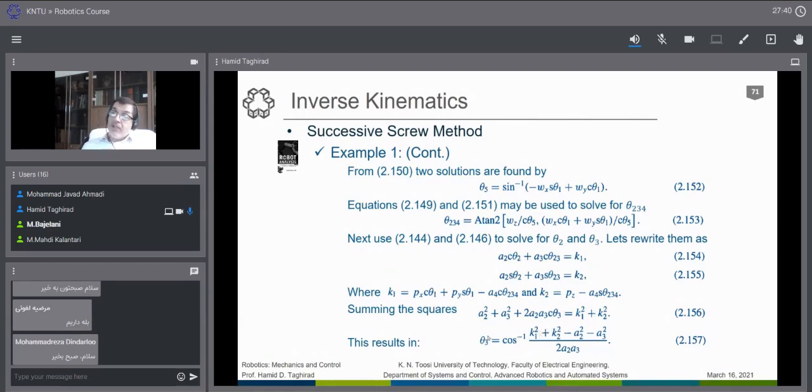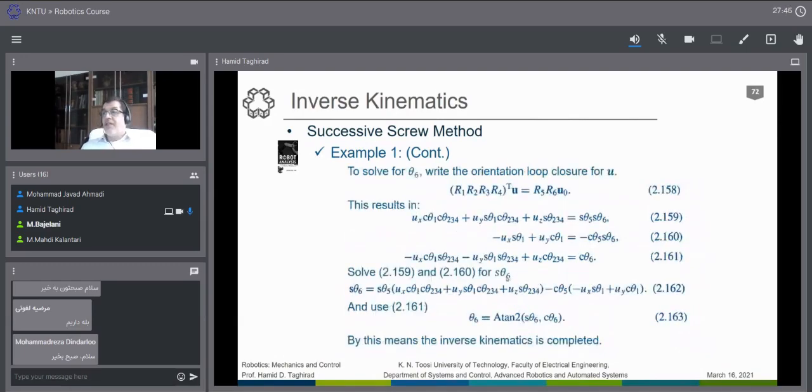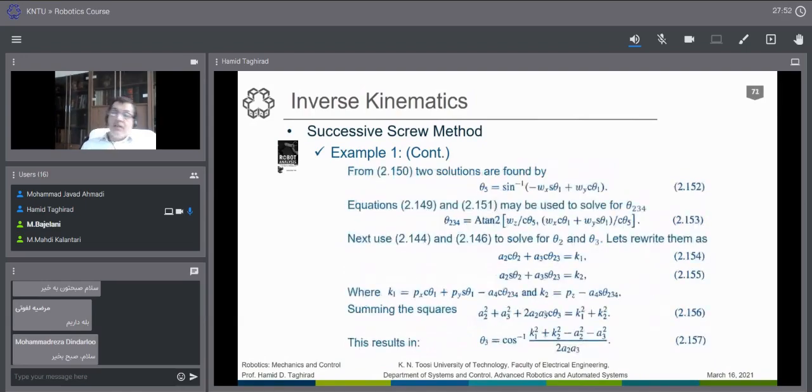When we have theta 3 given, then theta 2 will be quite easily found from this equation, and we can finalize. When we have theta 2, then theta 4 is found just sequentially as we go forward.